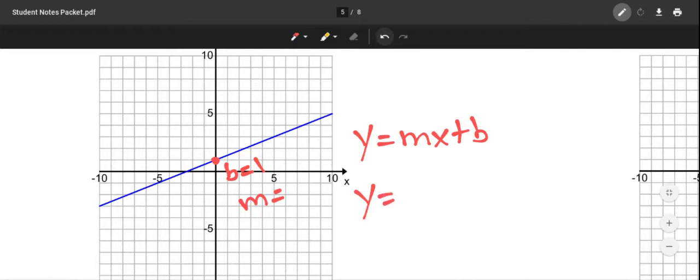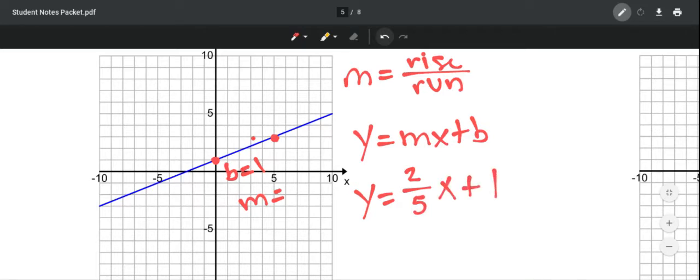So your m, remember, is rise over run. So your slope is rise over run. Okay? So you've got to find another point on the graph that's an actual point. So there's another one. We rose 2. And we went over 1, 2, 3, 4, 5. X, and then your b is plus 1. So this is going to be your equation.